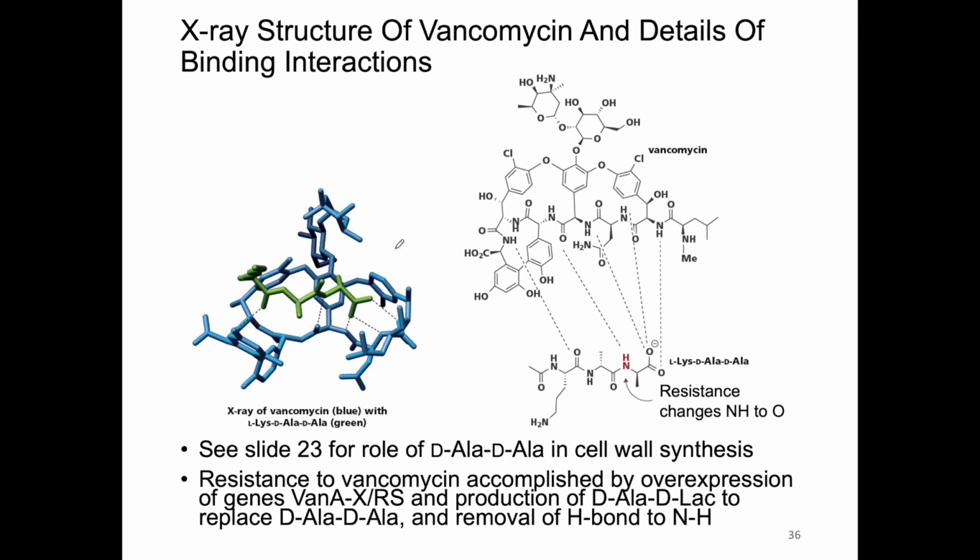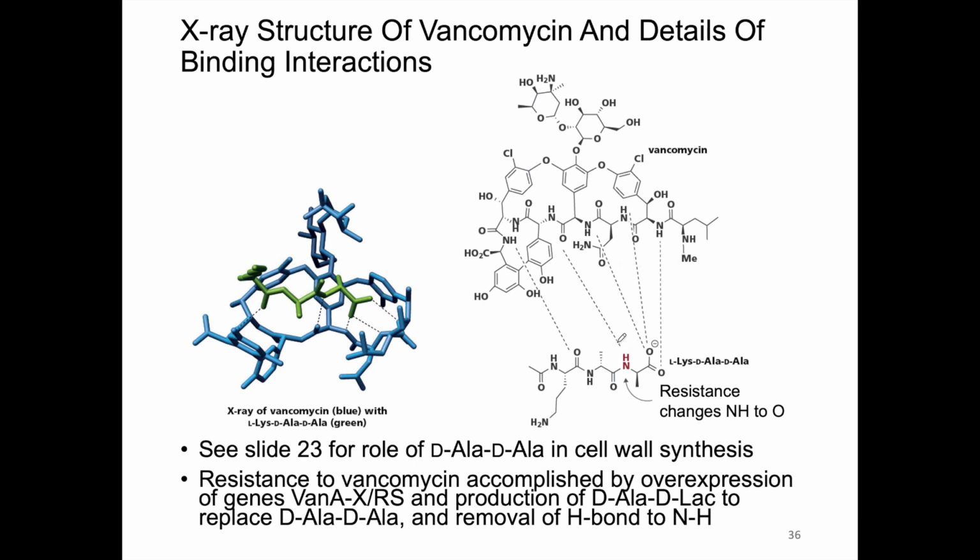And so shown on the left, we have in blue the structure of vancomycin, and shown in green is the D-alanine peptide, and in dotted lines are the hydrogen bonding interactions between that peptide chain and the vancomycin functionality. And those hydrogen bonding interactions have been drawn out on the structure on the right, indicating which atoms are responsible for those hydrogen bonding interactions.